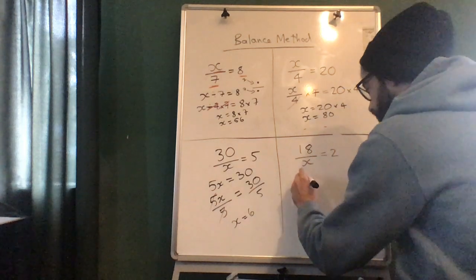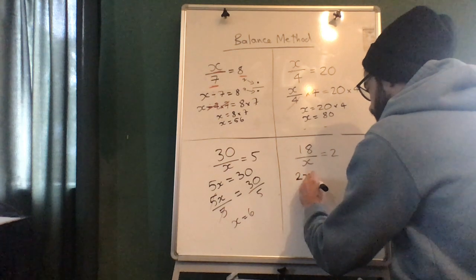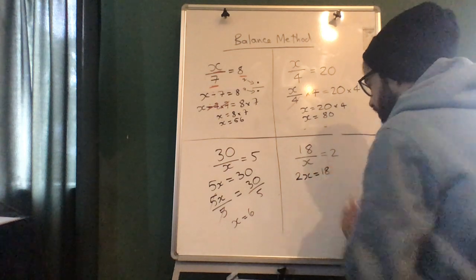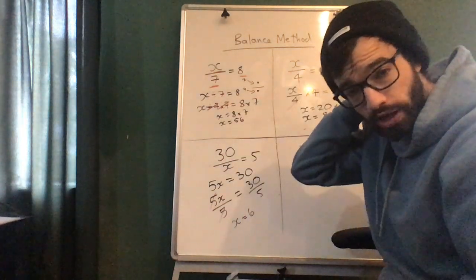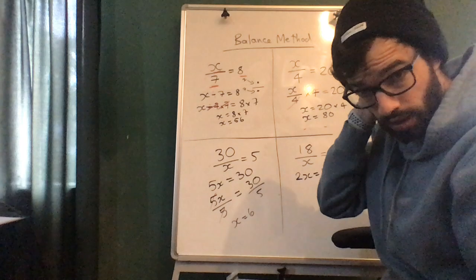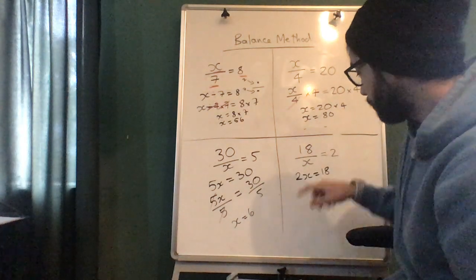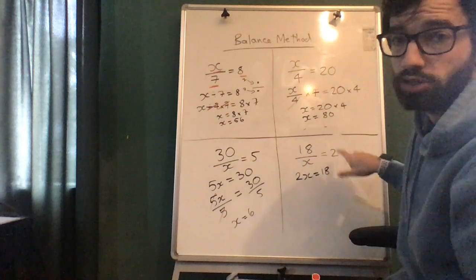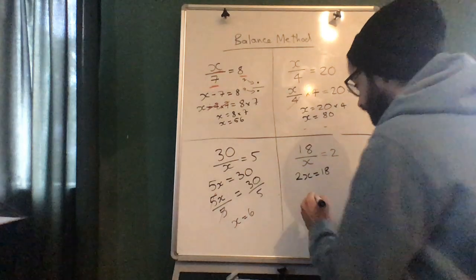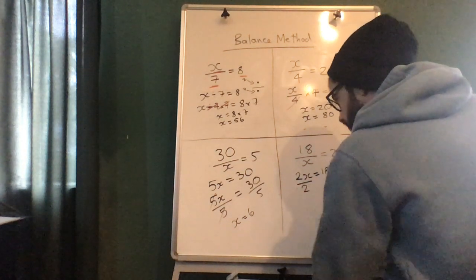Same deal here. We can rewrite this problem as 2x equals 18. So all I'm doing is taking the top number, putting it on the other side of the equal sign, and whatever was happening here, doing the opposite and putting the 2 of it. Because we know that 18 divided by x is going to give us 2, which is the same as saying 2 times x is going to give us 18. So really straightforward. Divide it by 2.